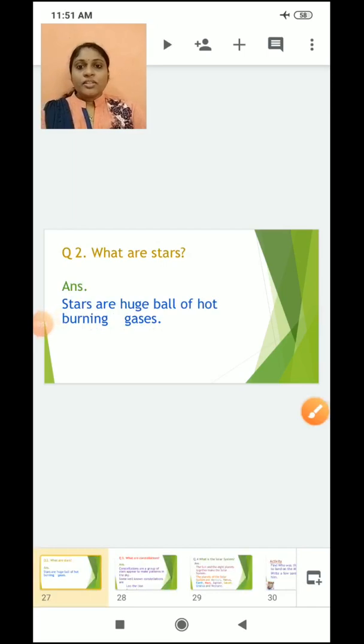So this is the second one. What are stars? And the answer is stars are huge balls of hot burning gases. Stars are huge balls of hot burning gases. Are you writing? Okay.